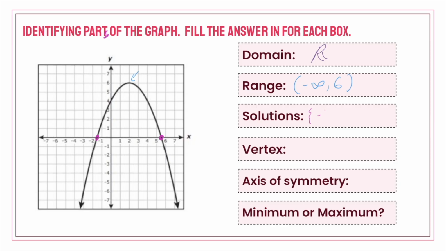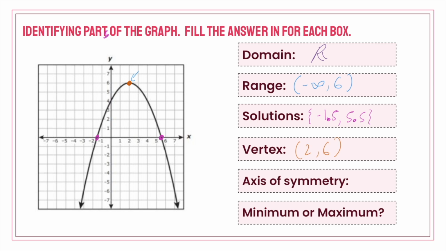So in this case, we've got -1.5 as one of my solutions. And on the other side, we've got 5.5 as our other solution. And again, put those in braces. Now the next step is to find that vertex or that turning point in our graph. In this case, it looks like it's going to be up here at our point, and we've got (2, 6) as our vertex.